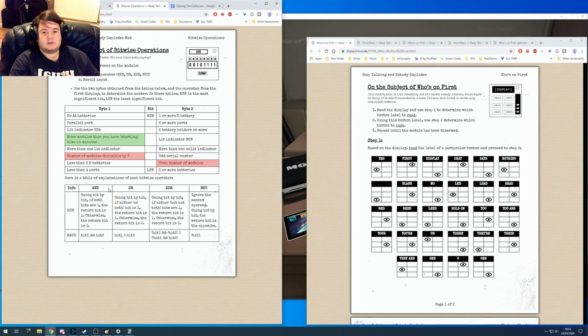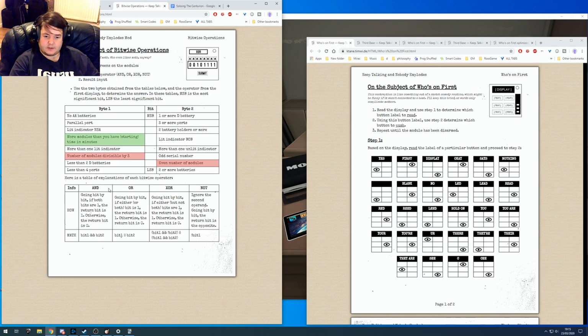And then a lit NSA. 2 battery holders or more. And then we just get a yes and lit bob. So no AAs, 1 or more Ds. Parallel or 3 ports, 3 or more ports. Lit NSA, 2 or more battery holders. A yes and a lit bob.